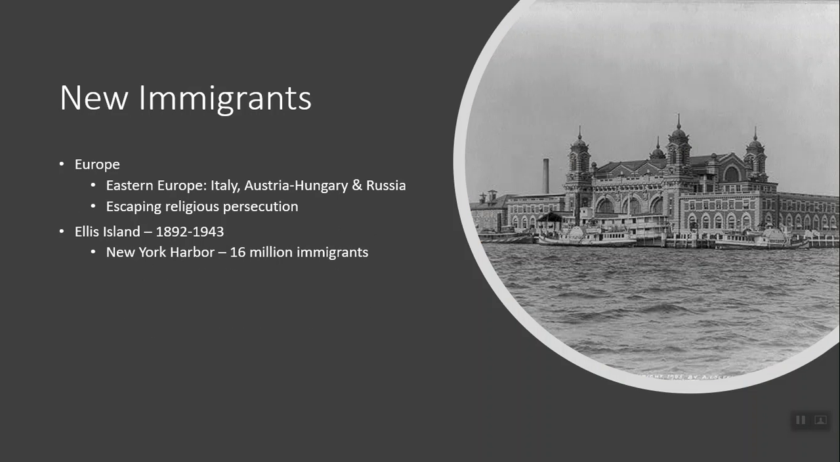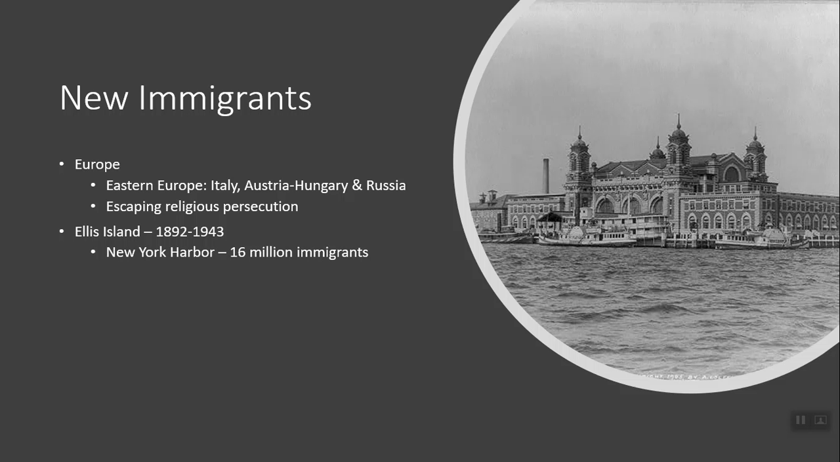When it comes to new immigrants, our new immigrants were coming from a variety of places. The first set that we're going to talk about are those coming from Europe. Unlike our old immigrants, our immigrants from previous times, who were coming from places like Northern and Western Europe, say Germany, Ireland, places like that, at this point we have Europeans who are coming from Eastern and Southern Europe, Italy, Austria-Hungary, Russia, and they're escaping religious persecution as well as economic upheaval.